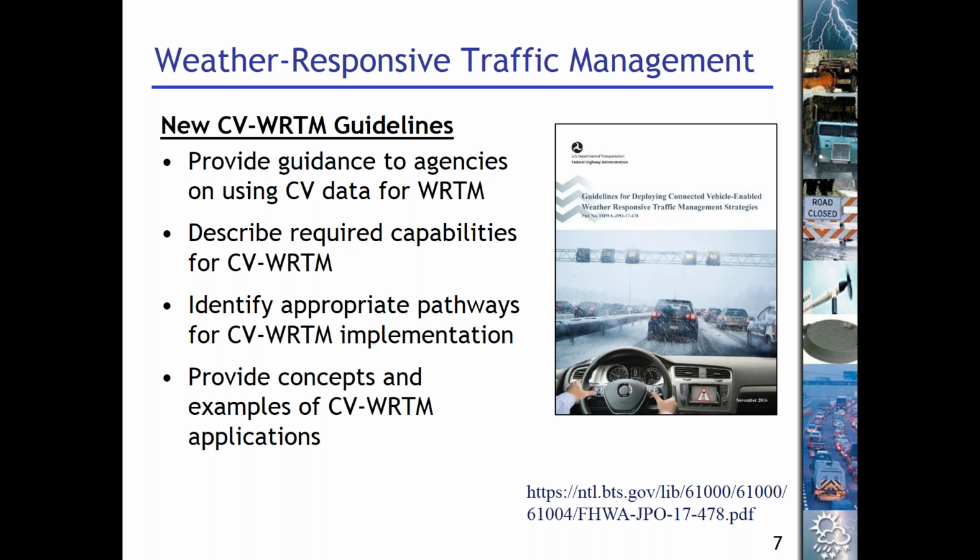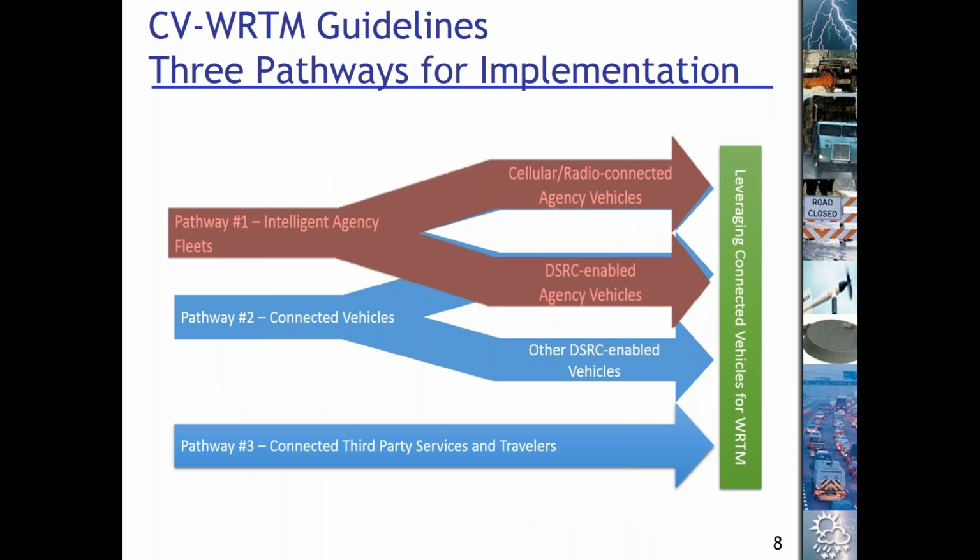When we talk about the different pathways, it's important to recognize that as of today, there are existing and emerging ways to get data off of connected vehicles. And we speak to these 3 different pathways in these guidelines. The first pathway being the intelligent agency fleets. That's your vehicles that you have outfitted with sensors and some means of wireless communication so that you can get that data off of your vehicles to get a better picture of what's going on out there.